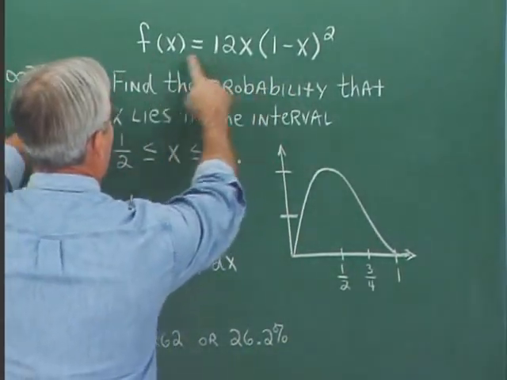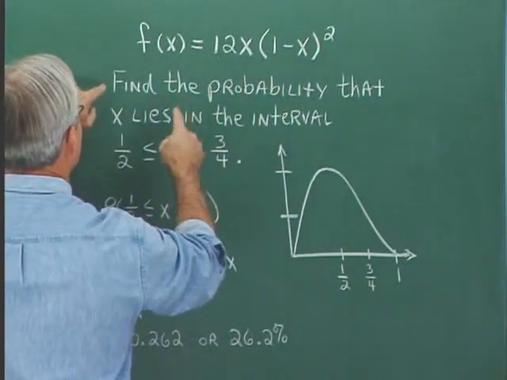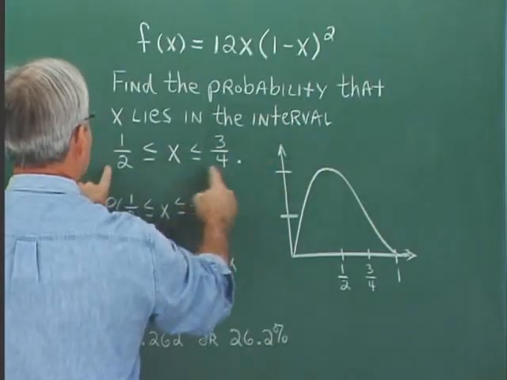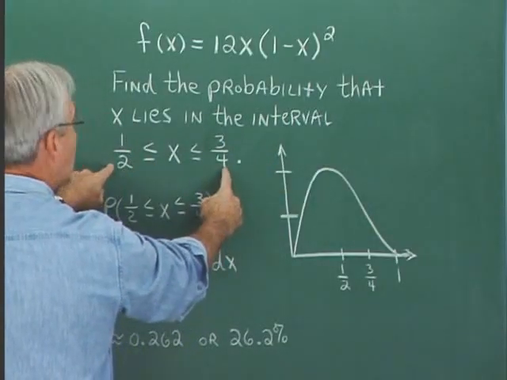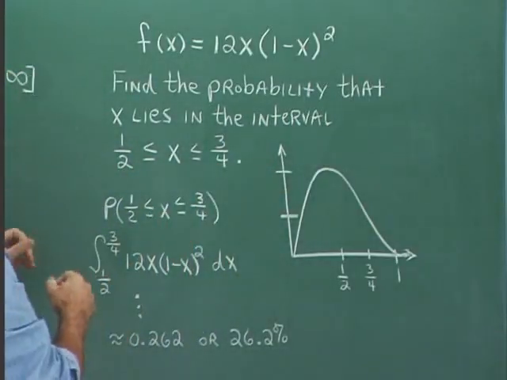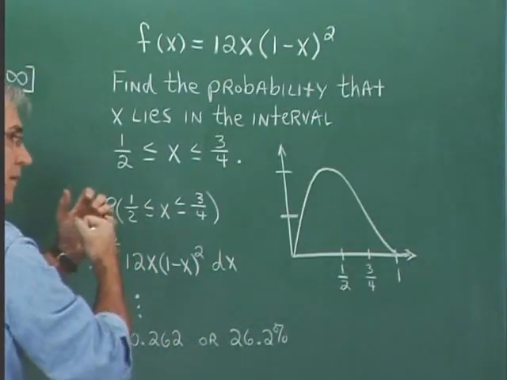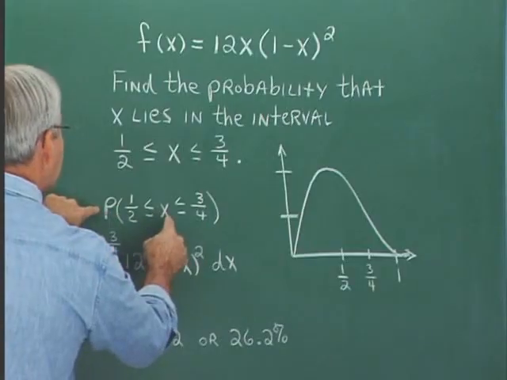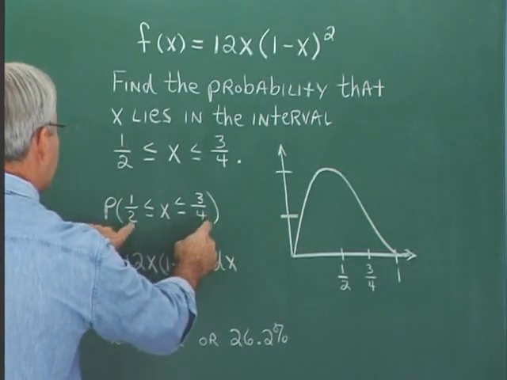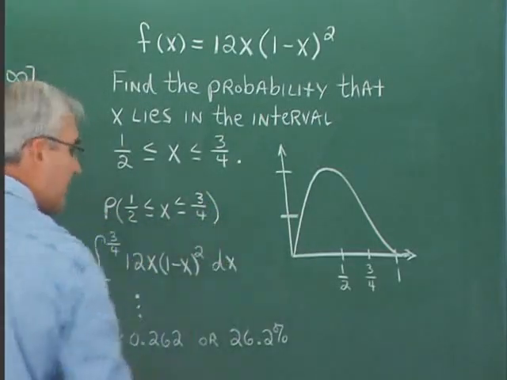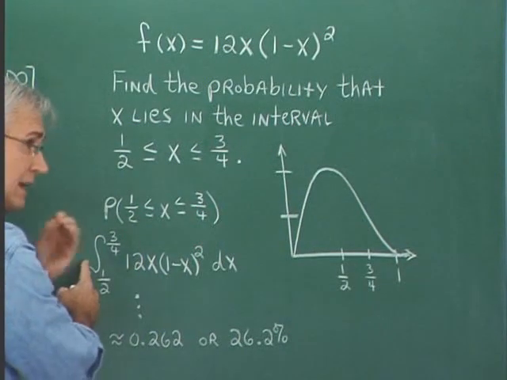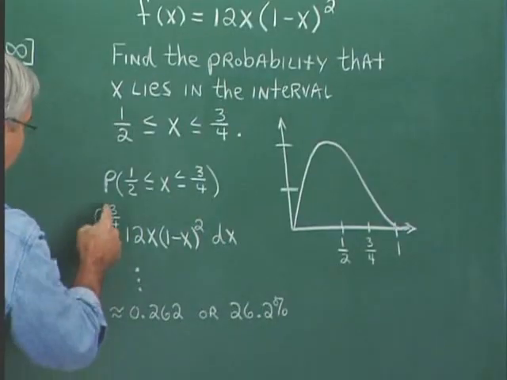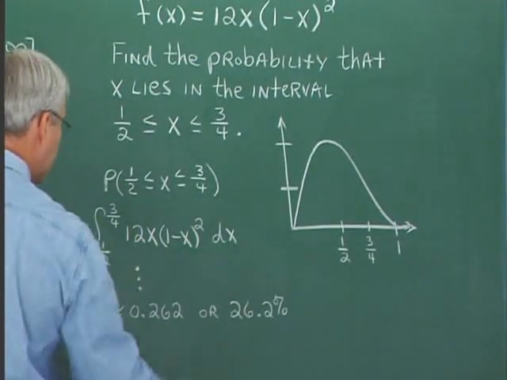Here with our function, now this is the same function we looked at a little bit ago, but we want to find the probability that x lies in the interval from 1/2 to 3/4. You see, it's nothing more than calculating that probability by using the integral idea. So it's the probability that x lies between 1/2 and 3/4, and we interpret that as the integral or the area associated with this idea, with the integral from 1/2 to 3/4 of our function dx.